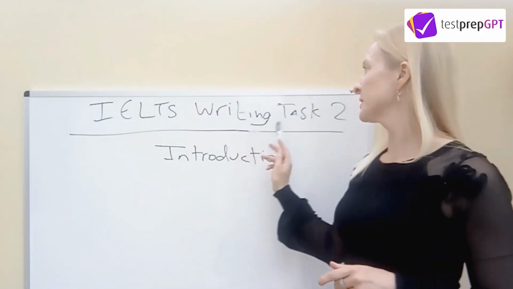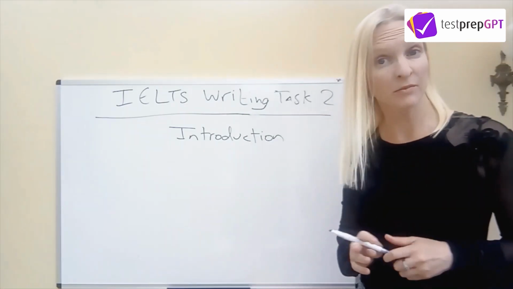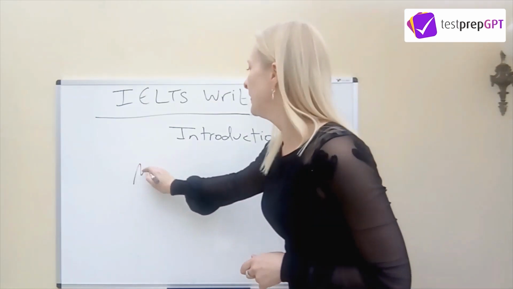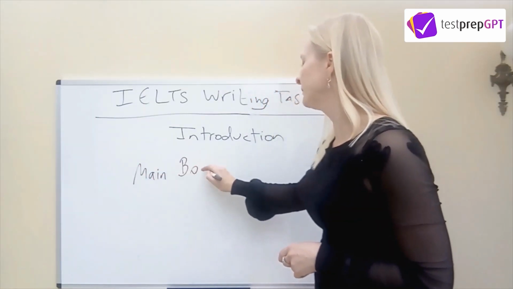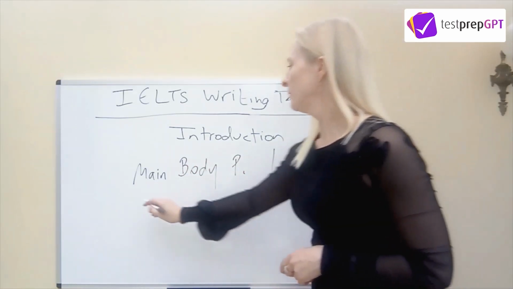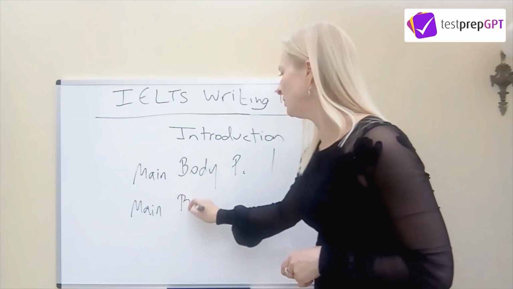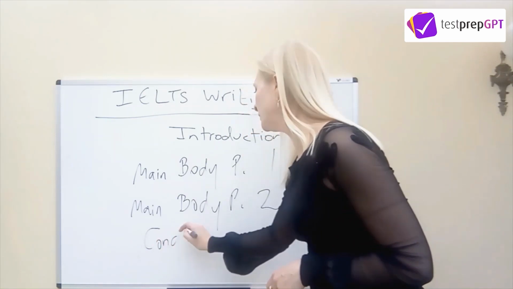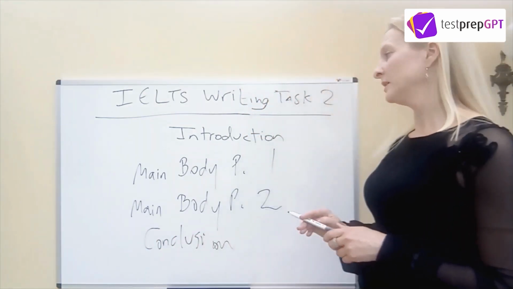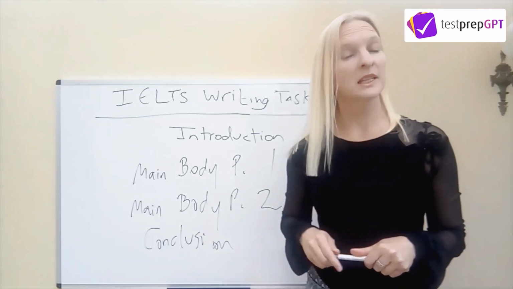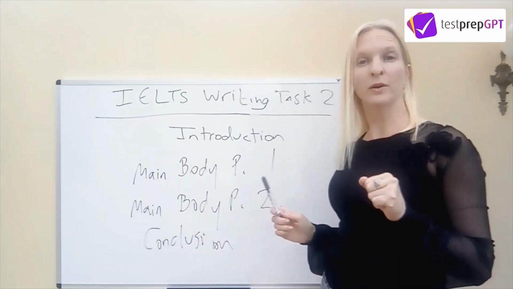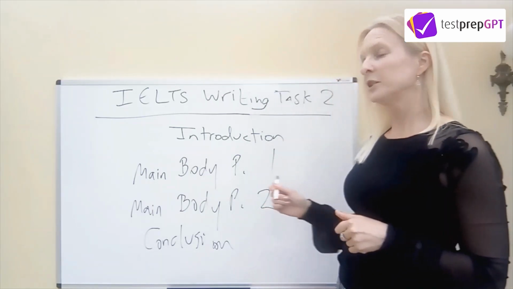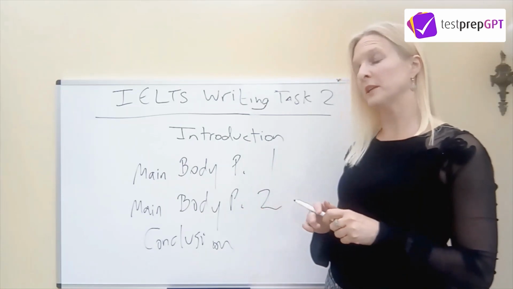IELTS Writing Task 2 is an essay, and the structure is we have an introduction, then we have main body paragraph 1, main body paragraph 2, and then finally we have the conclusion of the essay. So that's it. It's possible that you will have 3 paragraphs, so it really depends on your essay and what you will talk about, but generally 2 paragraphs should be sufficient.